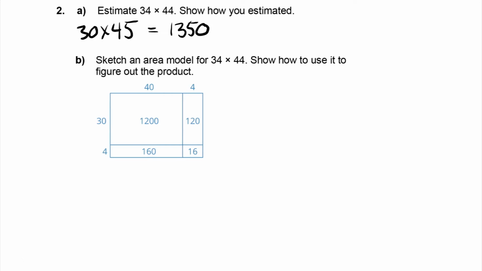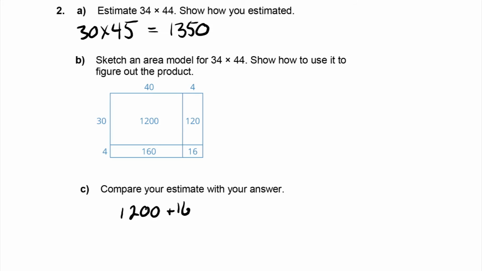Now we want to sketch out a model, 34 by 44. I do those sketches, and now I can go ahead and calculate out my final value based on that. I've got 1,200 plus 160 plus 120 plus 16. 1360, 1460, 1480, 1490, 1496. So it's a little off my estimate, but they're in about the same range, so I've got pretty good confidence that this number is correct.